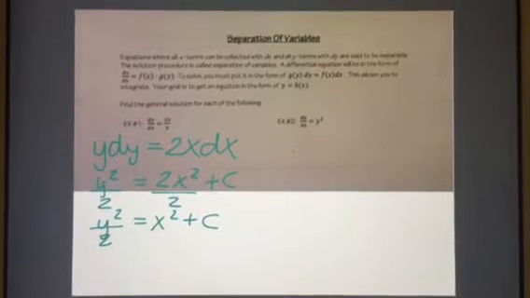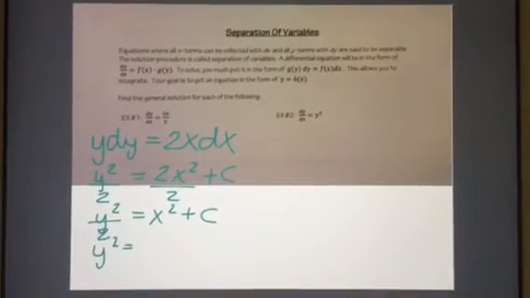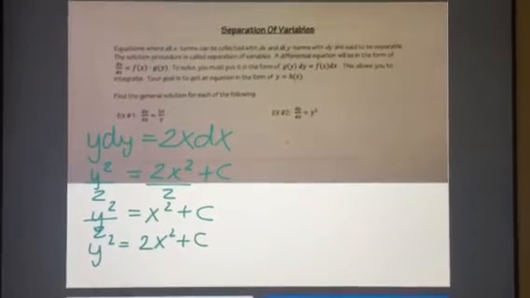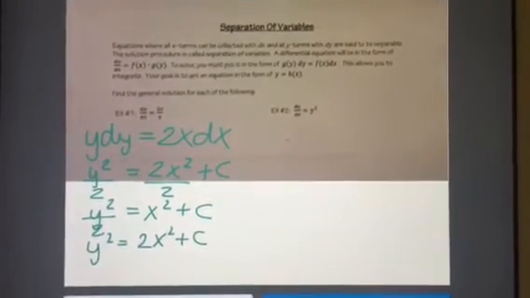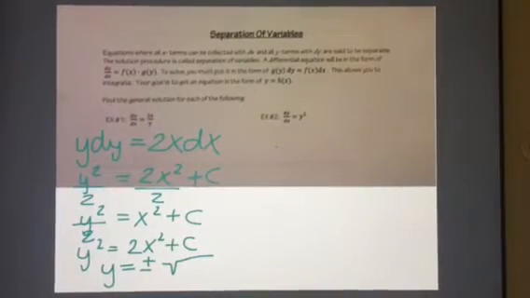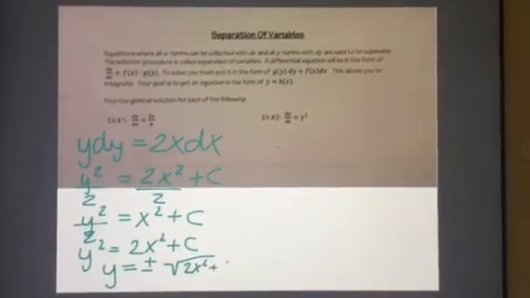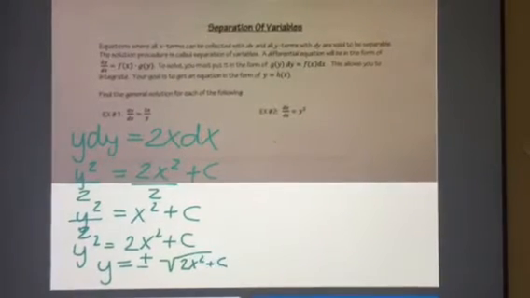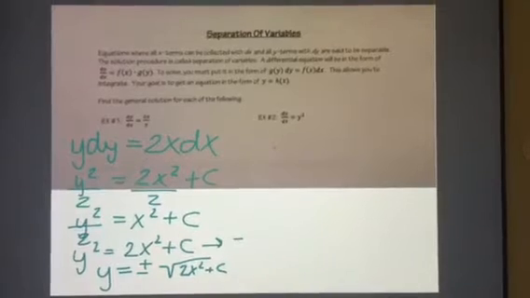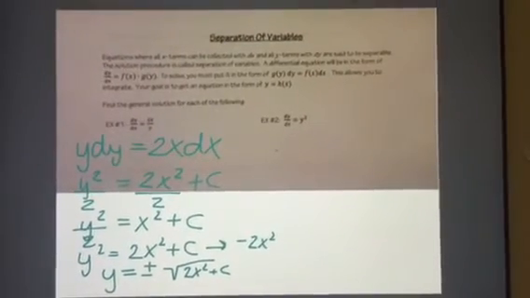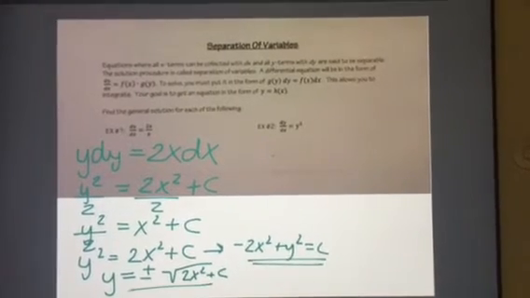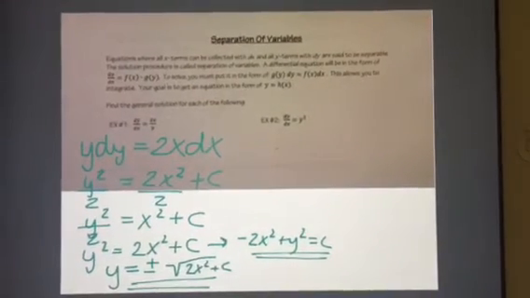We can get rid of the fraction, so we're left with y squared is equal to 2x squared plus some constant. Solve for y, so that would be y is equal to plus or minus the square root of 2x squared plus c. Or we can send everything to the other side and have negative 2x squared plus y squared equal to c. Both this one and this one are solutions to our problem.